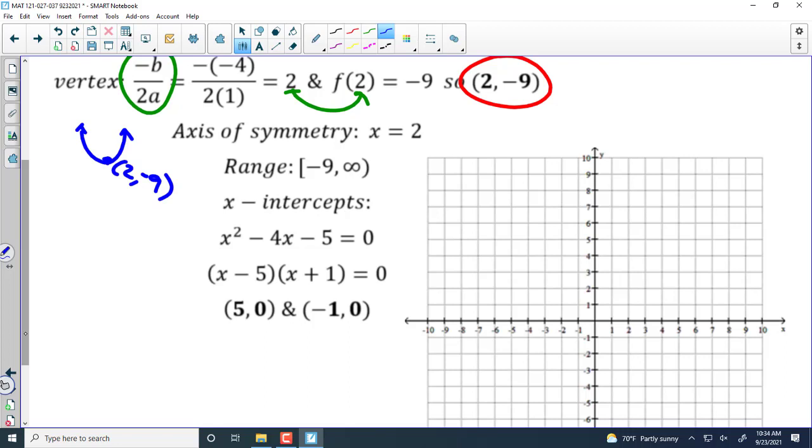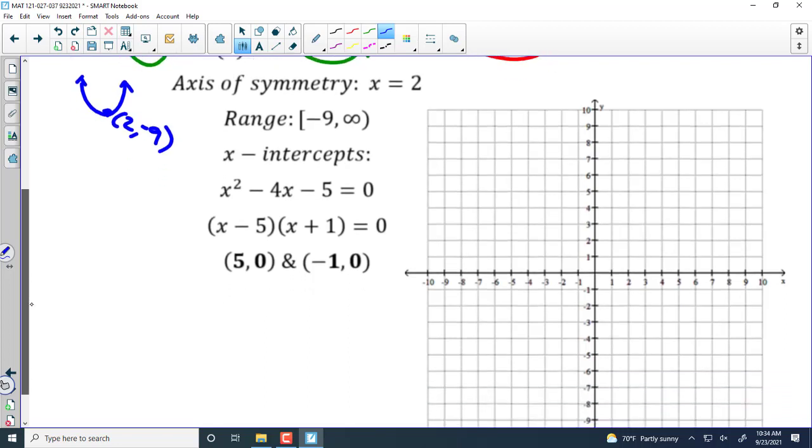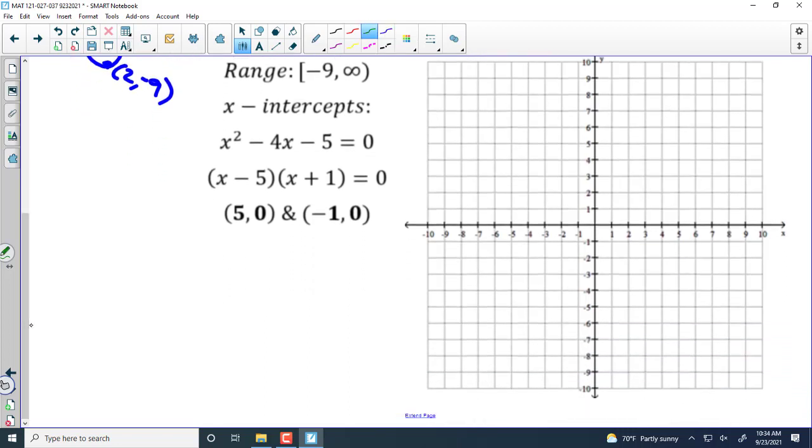And once we have all this information, we can actually draw a pretty accurate parabola. For instance, I can plot the vertex at 2, -9. I can plot my two x-intercepts at 5, 0 and -1, 0. I can sketch in the axis of symmetry.